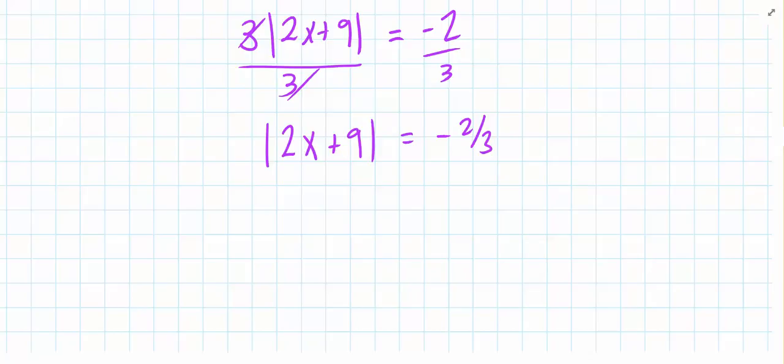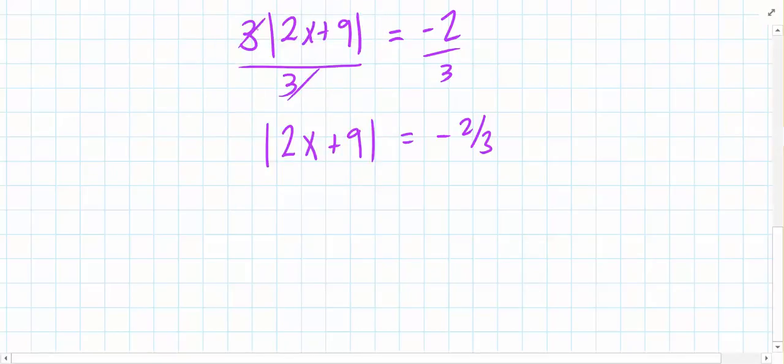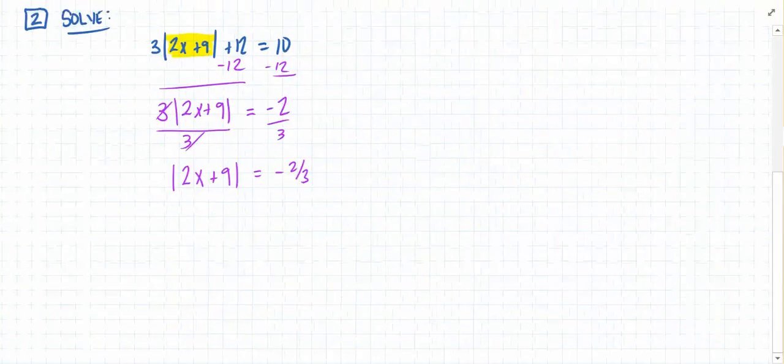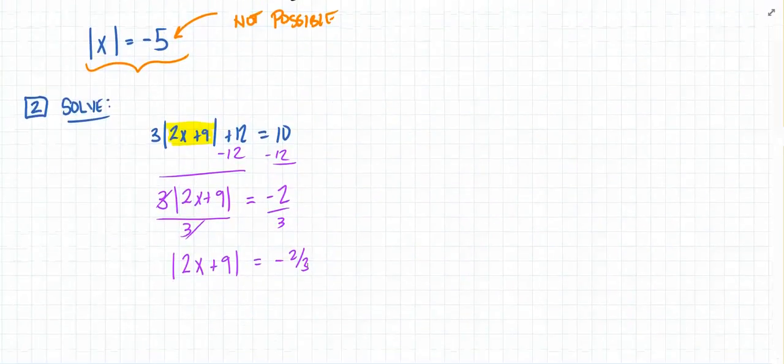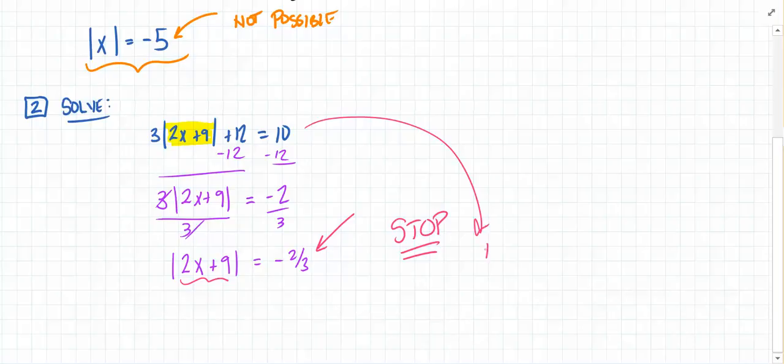Nope, I don't subtract by 9. Remember that conversation we just had? The absolute value of stuff is equal to negative, and we said it was not possible. So look what we have. The absolute value of stuff is equal to something negative. Multiply by -3/2? No, it's just not possible. We can stop right here. No need to go any further, because this particular absolute value equation has no solution.